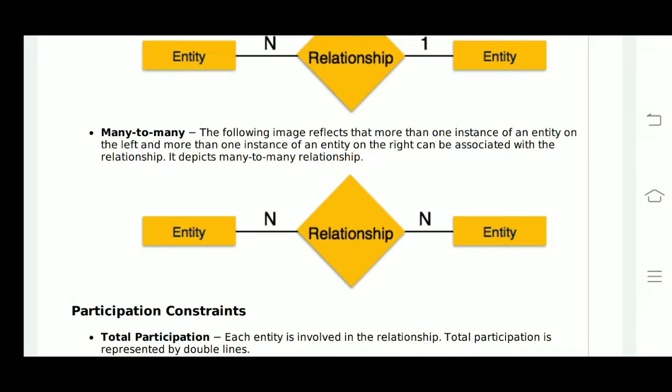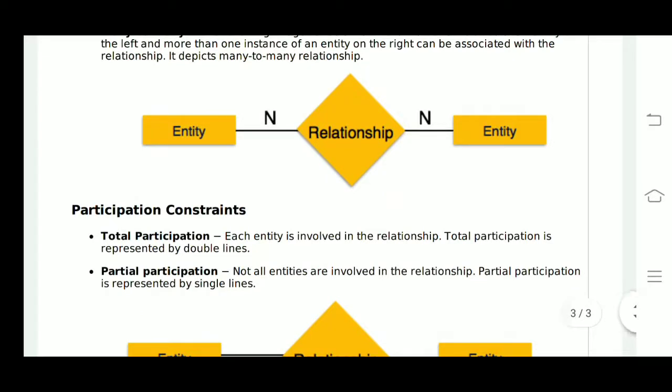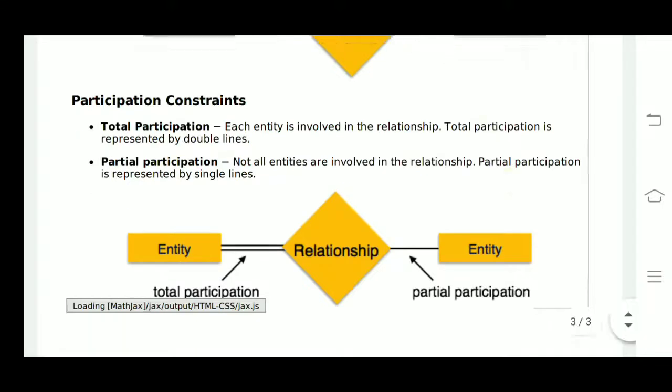And if we talk about the participation constraint, total participation and partial participation are there. Now, if we talk about the total participation, each entity is involved in the relationship. Total participation is represented by double lines like this, total participation at the left side, and partial participation, where not all entities are involved in the relationship. Partial participation is represented by a single line like the right hand side here.